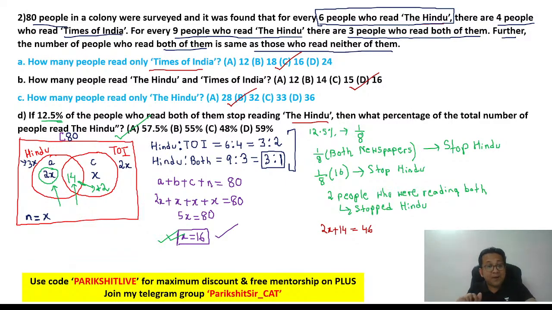Question is, what percentage read Hindu? So 46 out of a total of 80 people read the Hindu, and that, if you calculate, comes out to be 57.5%.